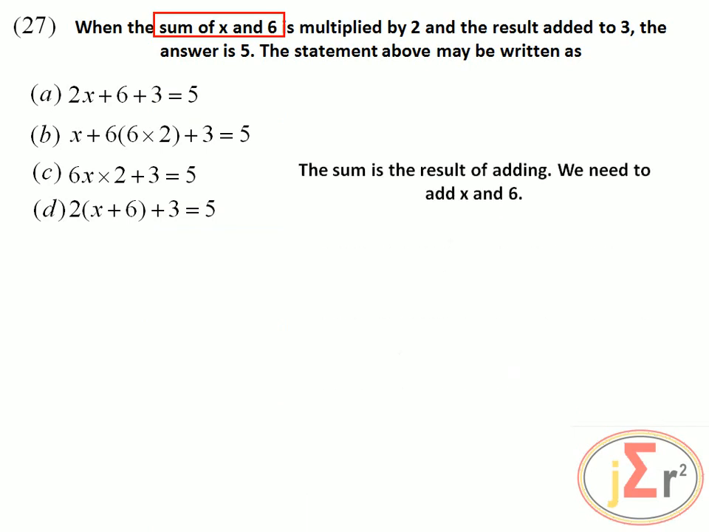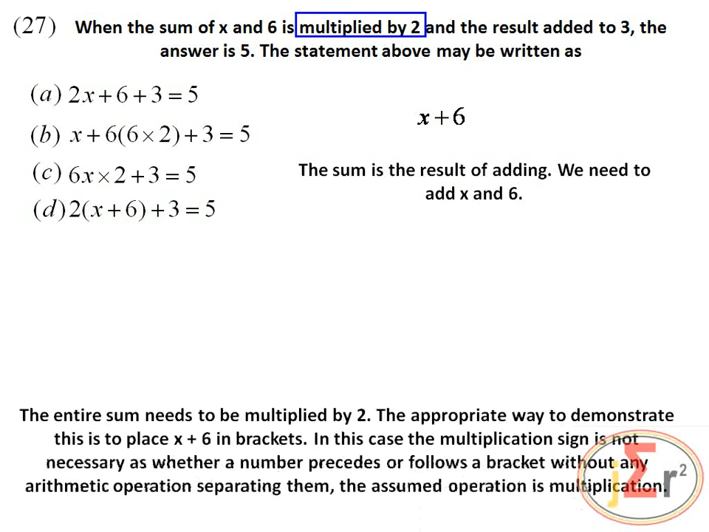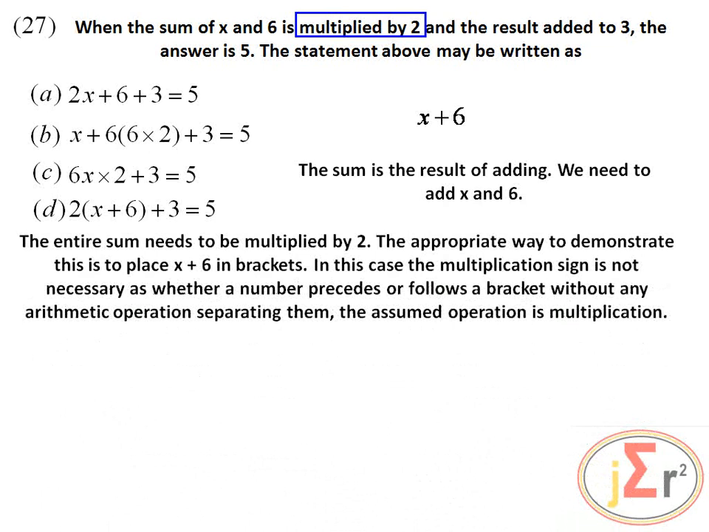Sum of x and 6. The sum is the result of adding. We need to add x and 6. X plus 6. Multiplied by 2. The entire sum needs to be multiplied by 2. The appropriate way to demonstrate this is to place x plus 6 in brackets. In this case, the multiplication sign is not necessary, as whether a number precedes or follows the brackets without any arithmetic operation separating them, the assumed operation is multiplication.